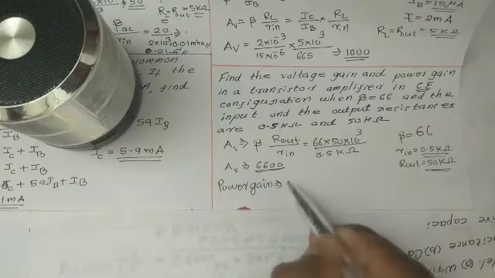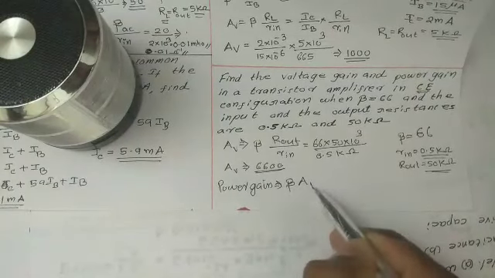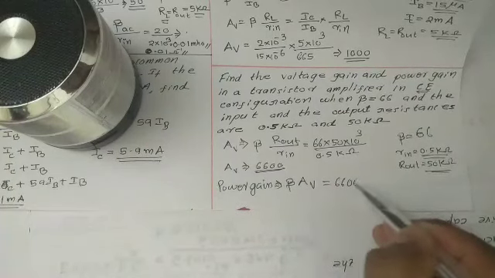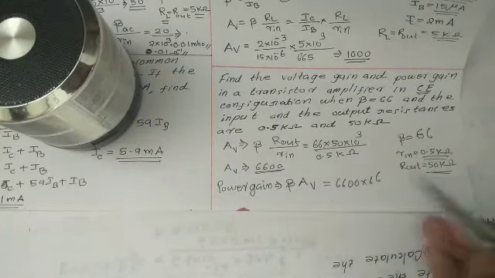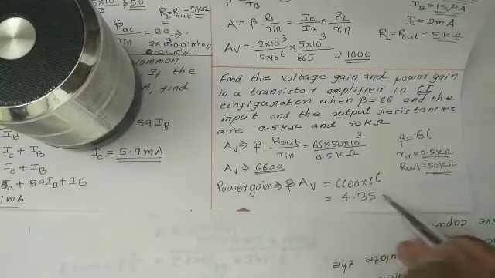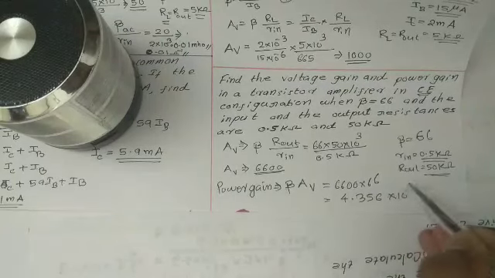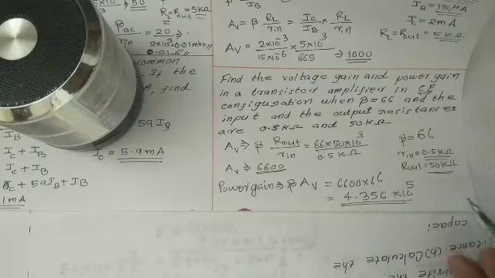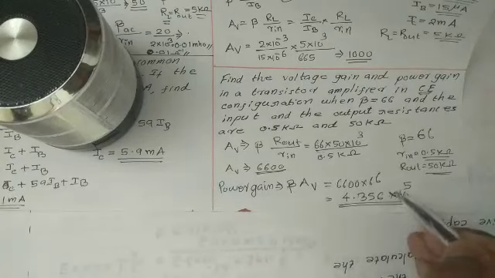And power gain equal to beta into AV. That is 6600 into 66. So we get 4.356 into 10 raised to 5. So power gain equal to 4.356 into 10 raised to 5.